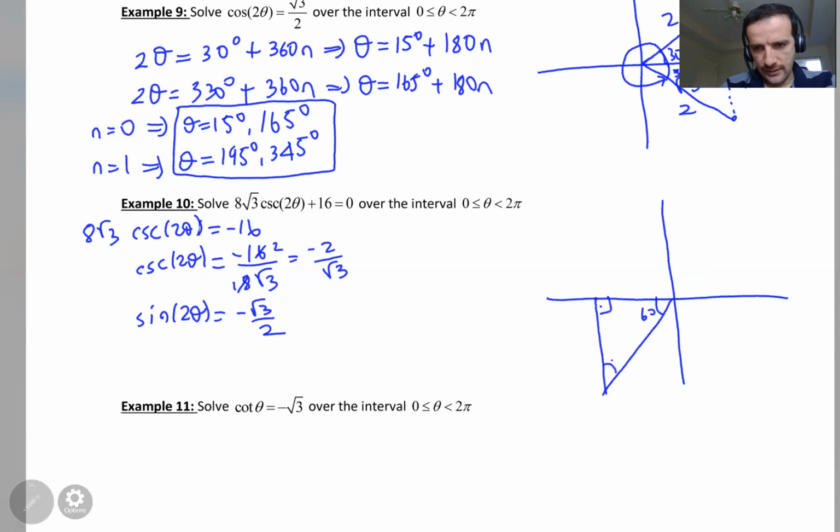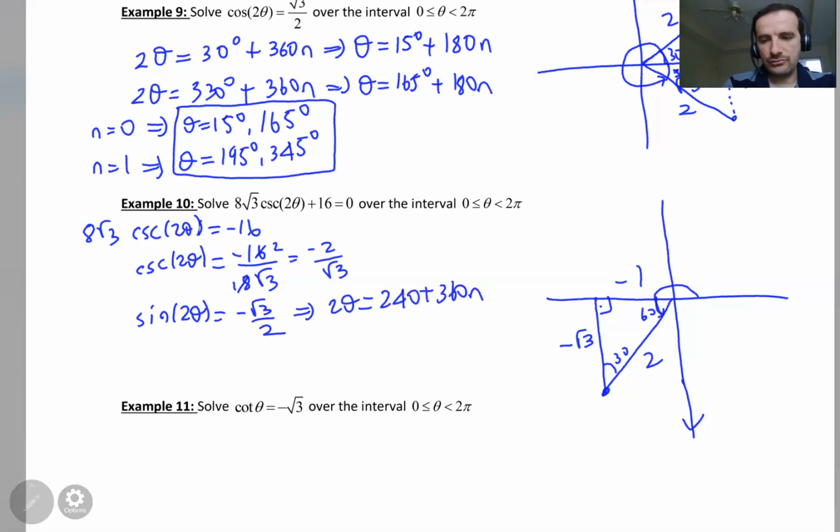60, 30. And this is -√3 because this is the negative y-axis, right? And this is again -1 because it's the negative x-axis, and this is 2. So from there I get 2 theta is equal to, of course, which angle is that? The angle is not 60, right? I have to start from the x-axis and come all the way down here, which makes 180 plus 60, 240 plus 360n, or 2 pi n.